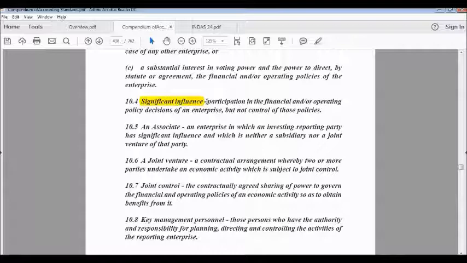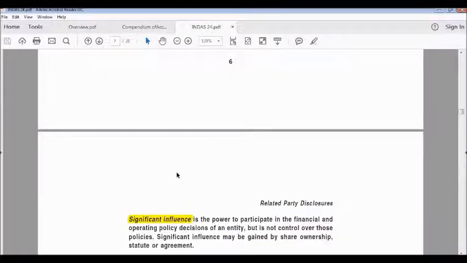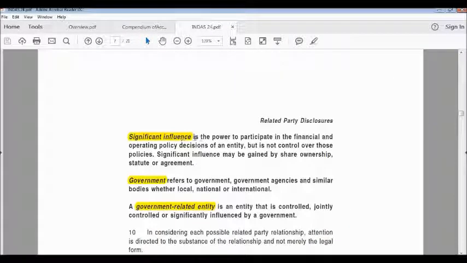Now this is the existing accounting standard 18, so the definition is there. Significant influence means the participation in the financial and or operating policy decision of the enterprise, but not control of those policies. This is the definition as per Ind AS 24: significant influence is the power to participate in the financial and operating policy decision of an entity but is not control over those policies. Significant influence may be gained by share ownership, statute or agreement. So it says it can be gained by share ownership, but how much, no idea.